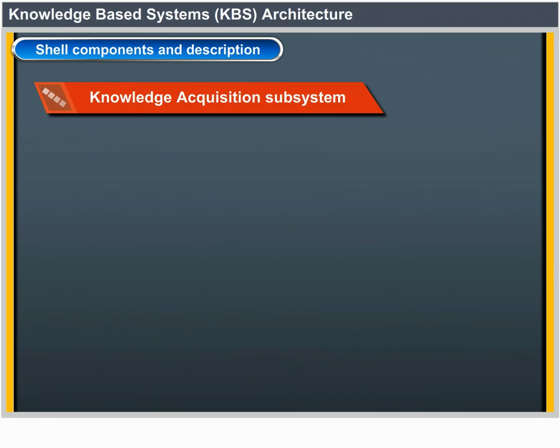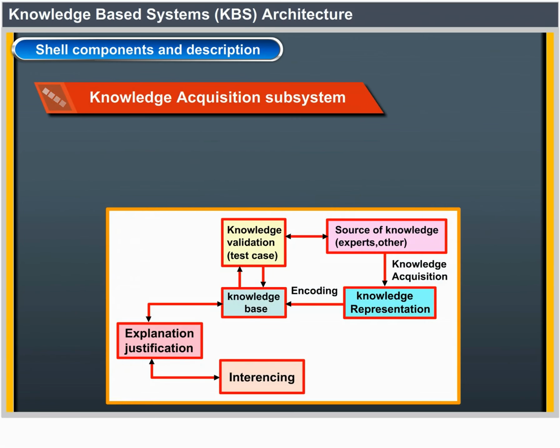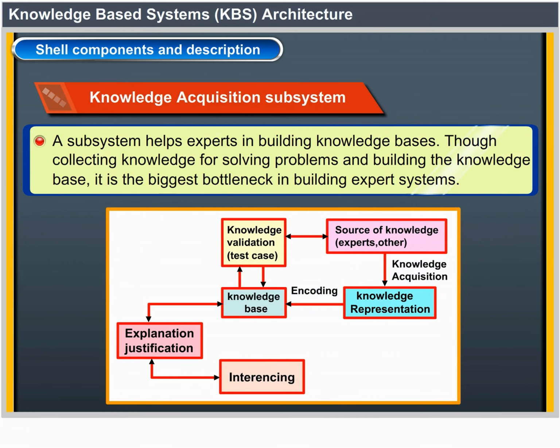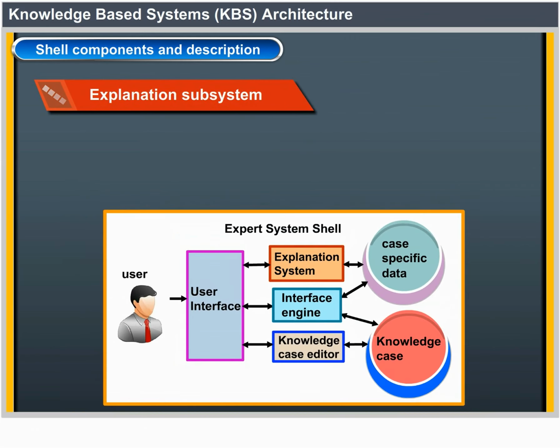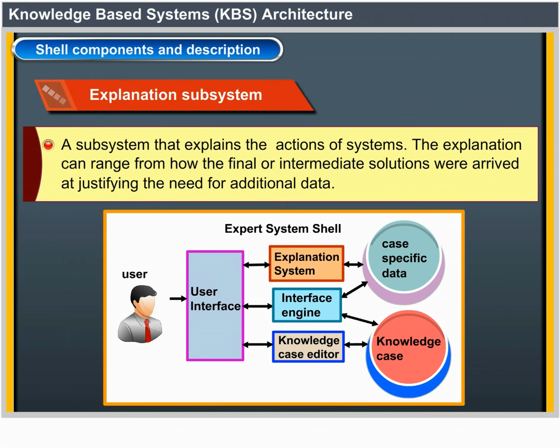Knowledge acquisition subsystem. A subsystem helps experts in building knowledge bases. Though collecting knowledge for solving problems and building the knowledge base, it is the biggest bottleneck in building expert systems. Explanation subsystem. A subsystem that explains the actions of systems. The explanation can range from how the final or intermediate solutions were arrived at, justifying the need for additional data.